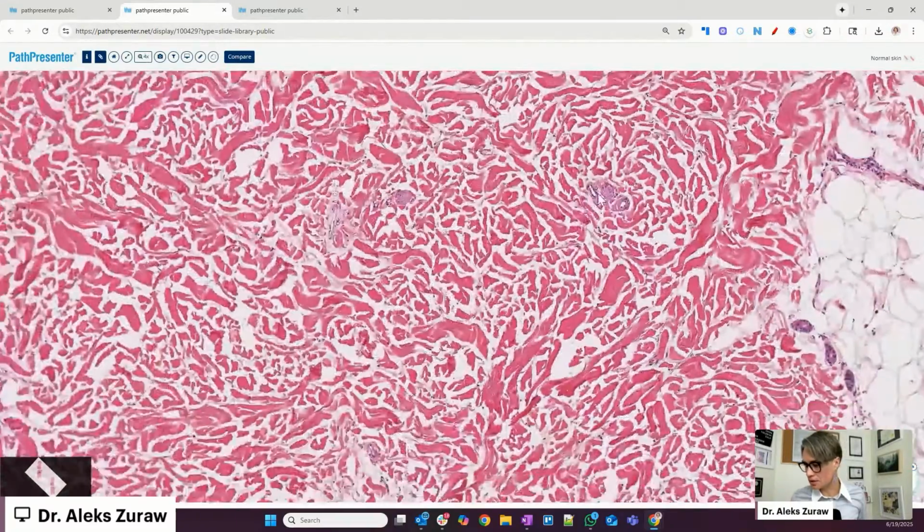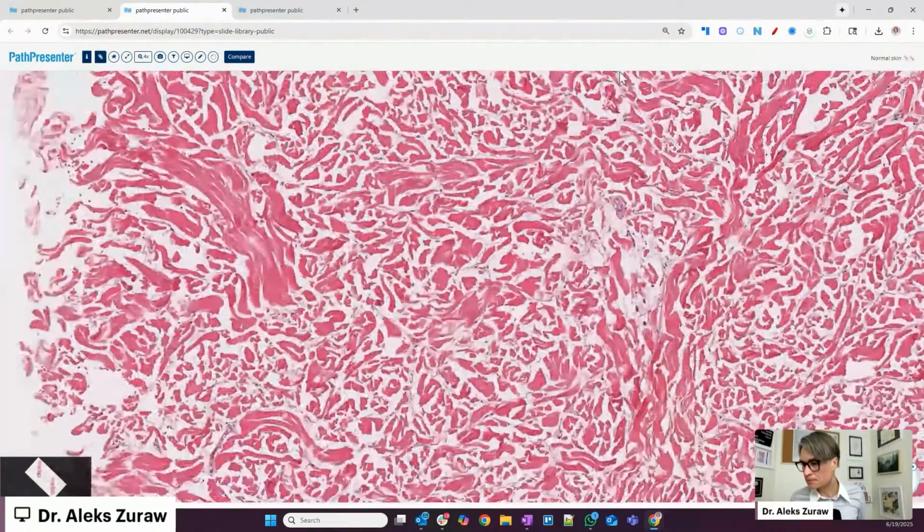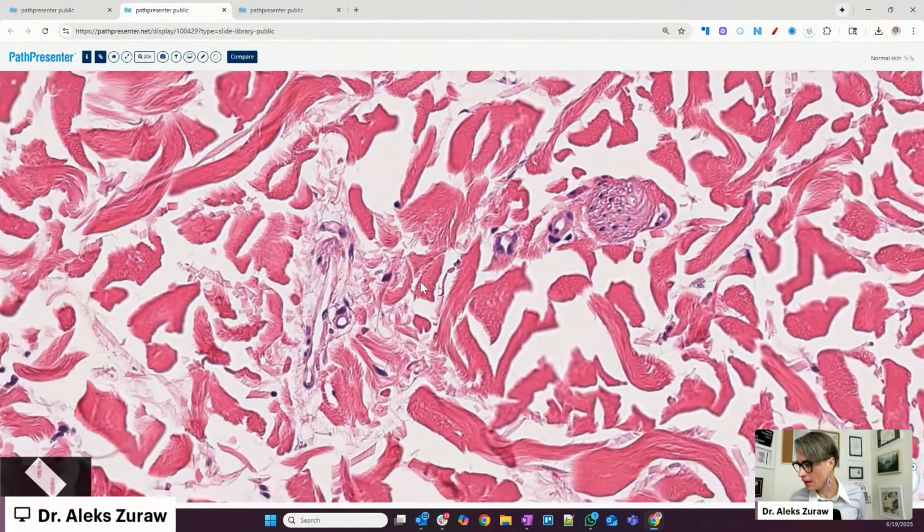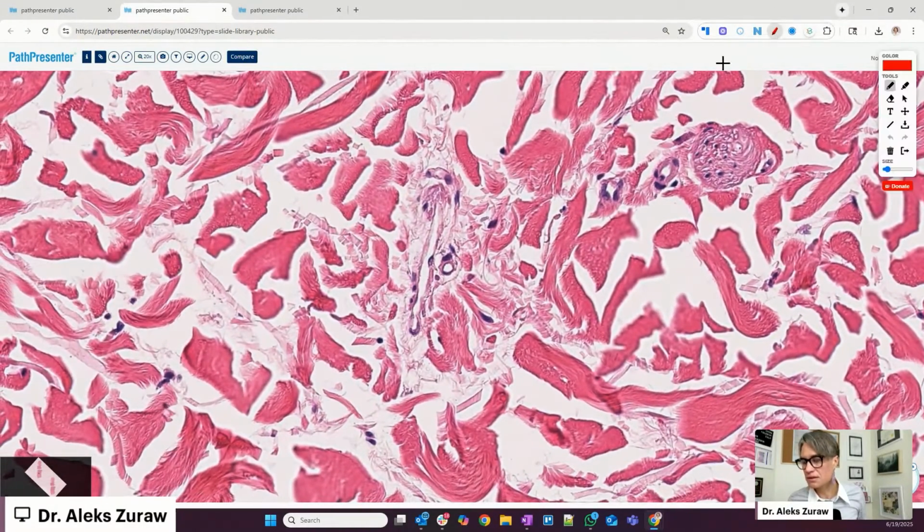Let's see if we can see any other structures. This is a nerve as well. And here are vessels. A little bit difficult to see, but what I'm drawing around has a lumen. Now I'm drawing in the lumen, and this is a vessel.